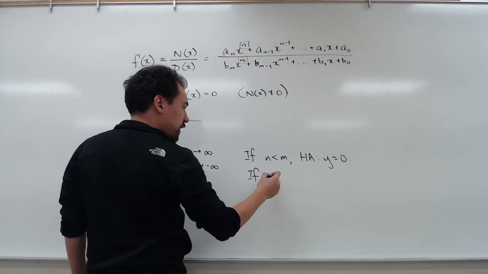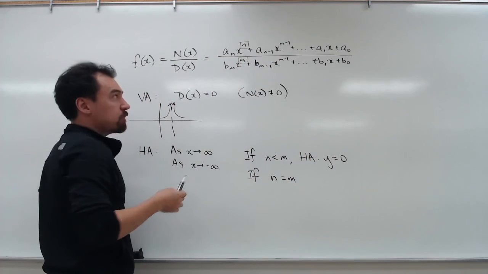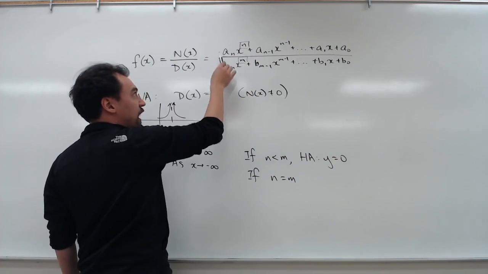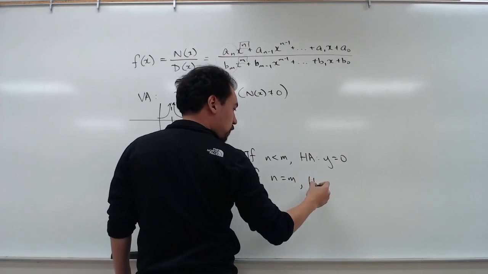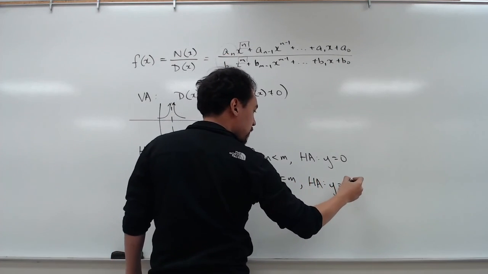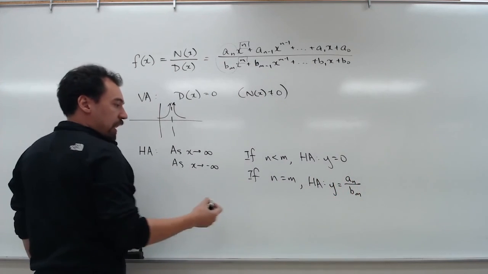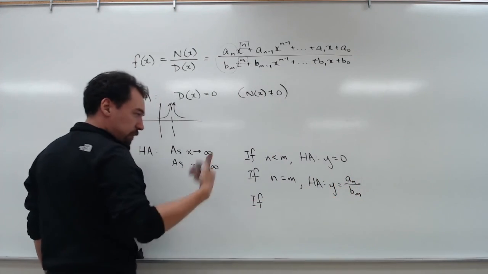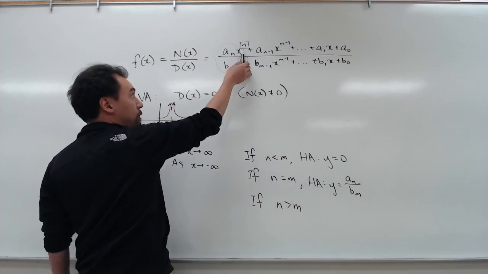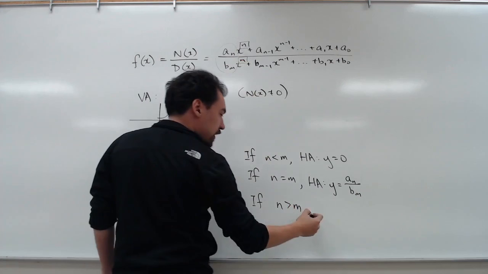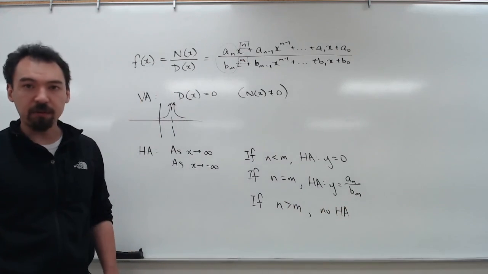Now, if n is equal to m, so you have the same degree on the top and the bottom, we showed that it simplifies down and you just look at the ratio of the leading coefficients. You end up with a horizontal asymptote at y equals the ratio of those leading coefficients. And the one case we didn't see today, but we'll see later, is if n is bigger than m. So the top degree is bigger than the bottom, then you have no horizontal asymptote. You will get other interesting behaviors.